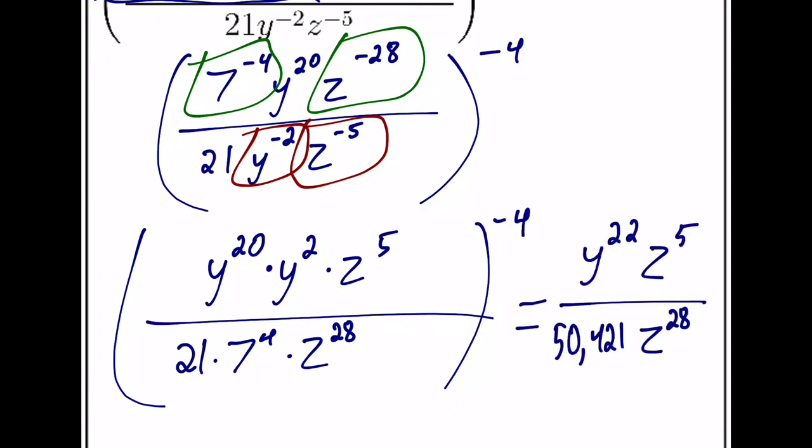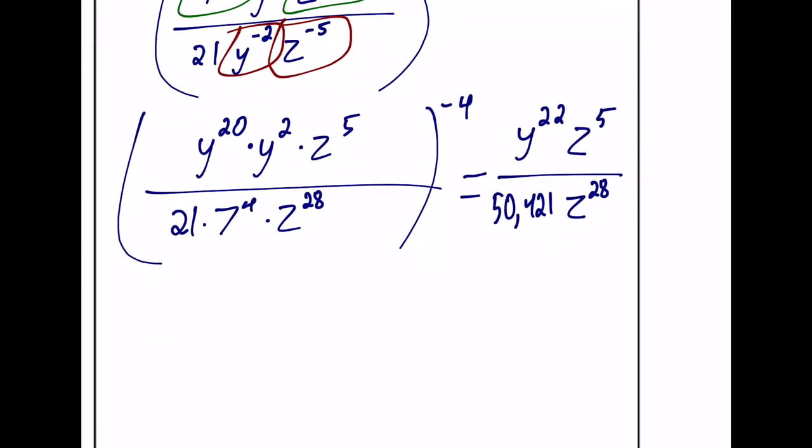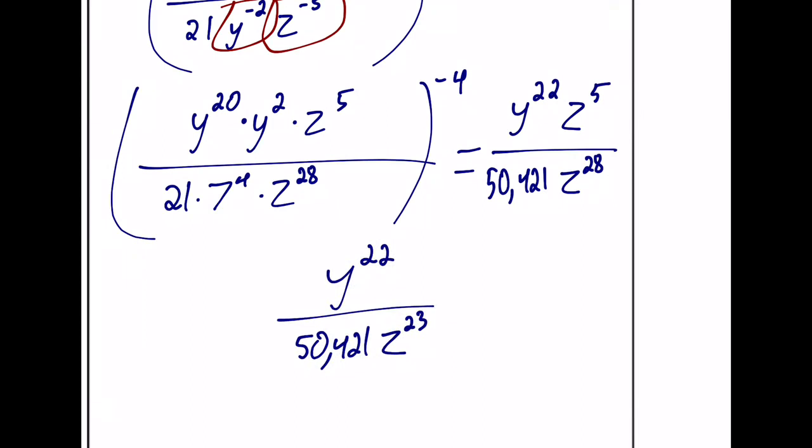If I simplify things a little bit further by adding together the 20 and the 2 and multiplying 21 times 7 to the 4th to get that, I can now simplify z. And this is my final answer.